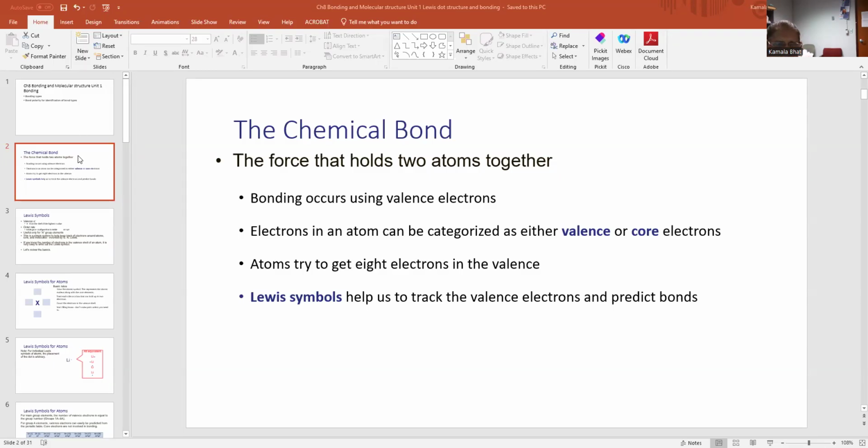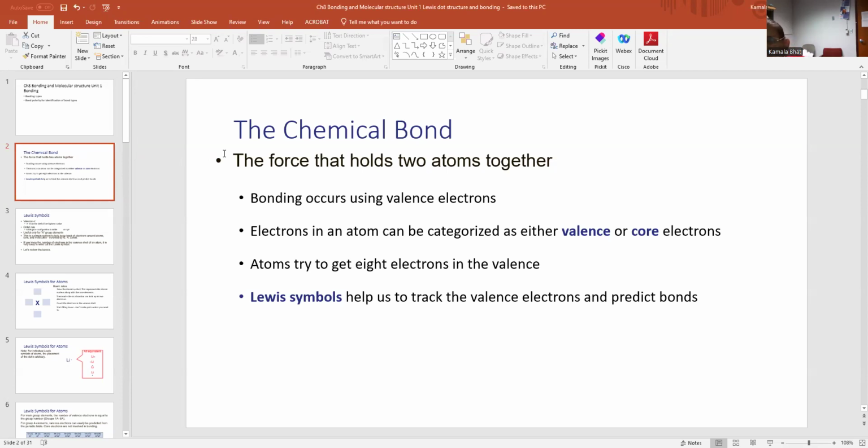So the first question that comes is, what is a chemical bond? A chemical bond is a force that holds two atoms together. Now, the bonding occurs using the valence electrons. Valence electrons are the outermost electrons available to a particular atom in a given group.